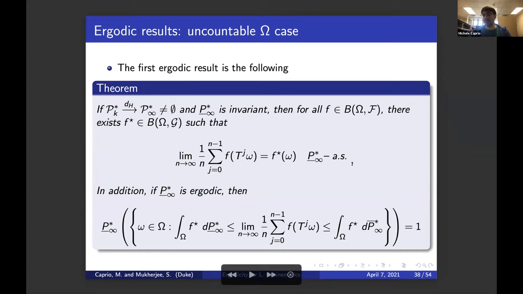In addition, if this lower probability is ergodic, then the limit of the time averages right here belongs to an interval given by space averages taken with respect to lower and upper probabilities, and also taken with respect to this F star right here. And this happens almost surely.